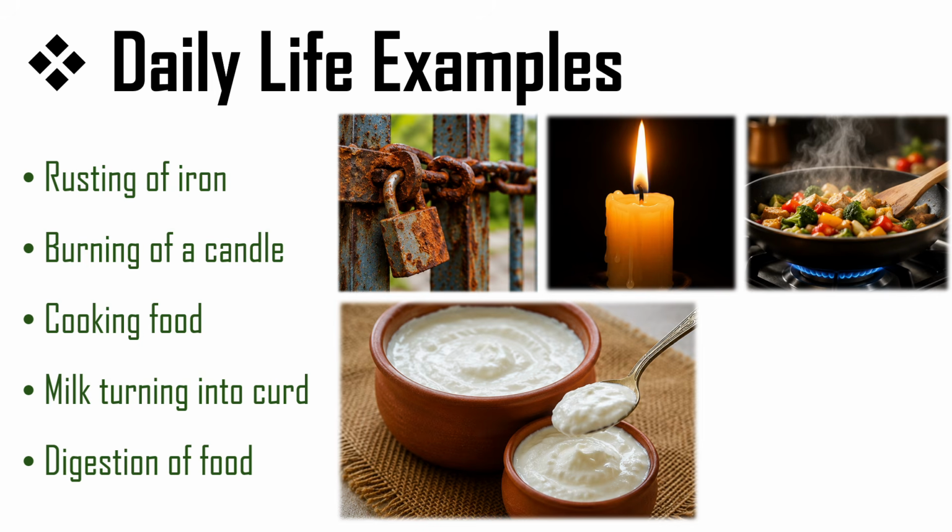Let's answer another interesting question. Suppose you keep an iron nail outside during the rainy season. After a few days, you notice that it has turned reddish brown. Now think carefully. Why did the color change? Is it simply because the nail became dirty? Or has a completely new substance been formed? Take a moment and think. The correct answer is that a new substance called rust has formed. Whenever a new substance is produced, we can say that a chemical reaction has taken place.